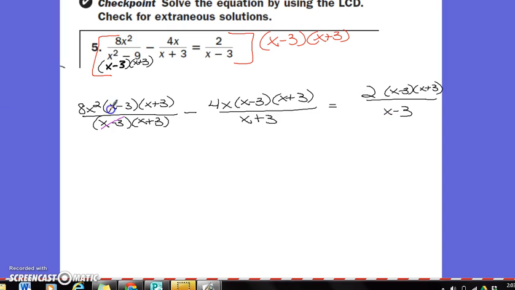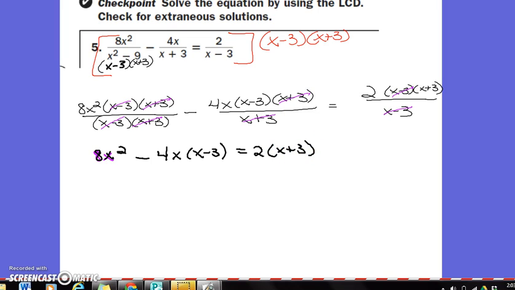So then, look what cancels. All we have left here is the 8x squared. Here the x plus 3 cancels. Here the x minus 3 cancels. So again, this is what we have. 8x squared minus 4x times x minus 3 equals 2 times x plus 3.